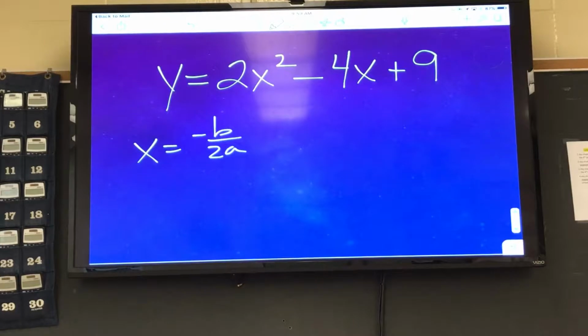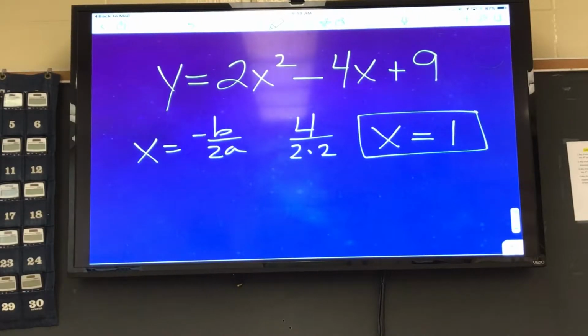And so the formula is x equals negative b over 2a. And immediately I want you to see that 4 is already negative. So what's a negative 4? Hopefully you said positive 4. So positive 4 over 2 times my a value, which is 2. Well, 4 over 2 times 2, 4 over 4 is a 1. So in this case, the line of symmetry is x equals 1. Bam.